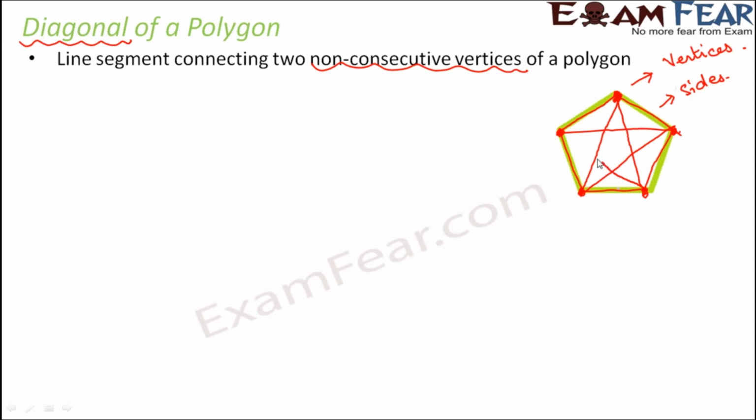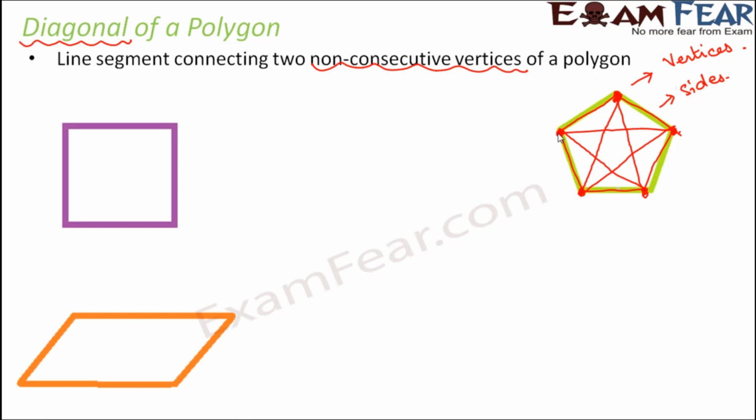Now a polygon can have multiple diagonals, depending on how many sides the polygon has. A polygon which has 4 sides will have a lesser number of diagonals. A polygon which has 10 sides will have more diagonals, because more sides would mean more vertices. More vertices means there could be more possibilities of line segments joining non-consecutive vertices. So let us look at some more examples.